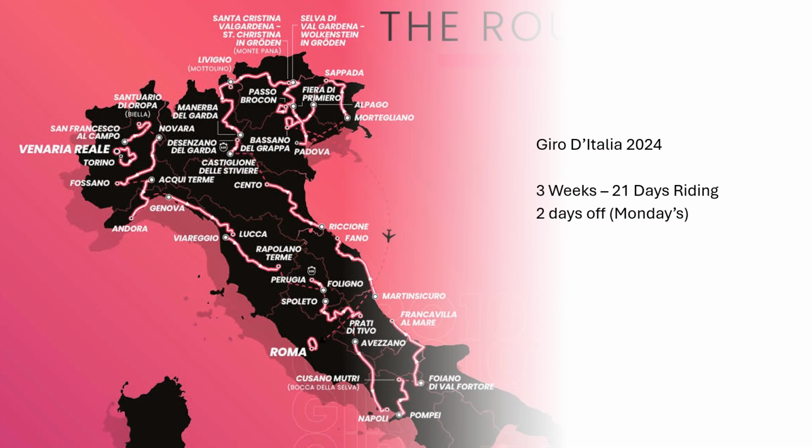And the pros, they ride something like this, the Giro d'Italia. All over Italy, they're riding for 21 days. It's 3 weeks of racing, 2 days off only. So what if I could simulate this?